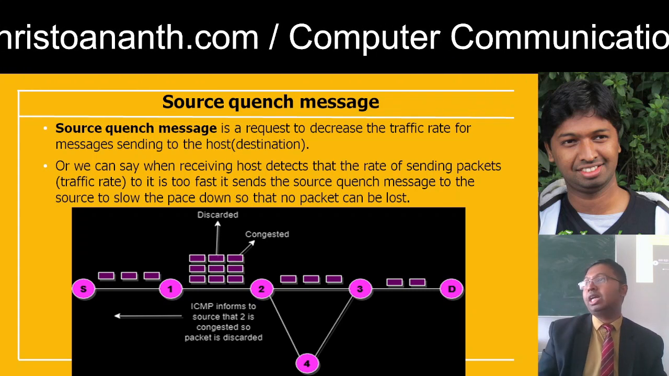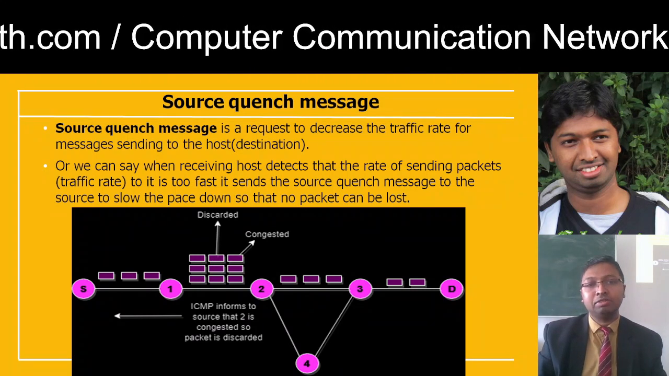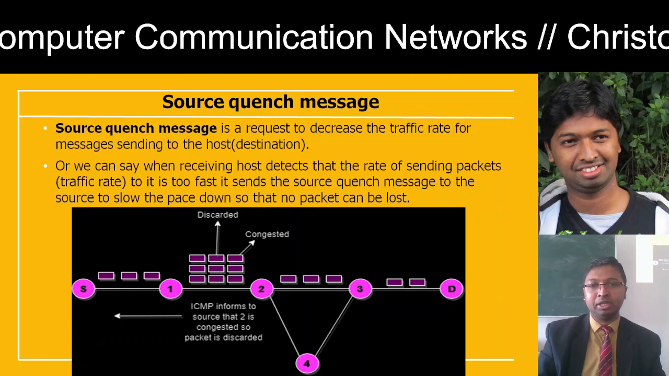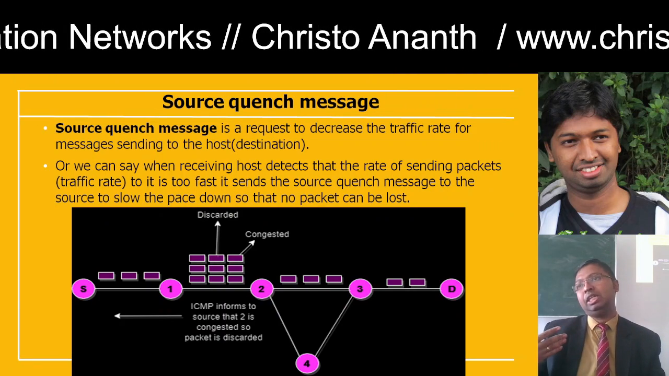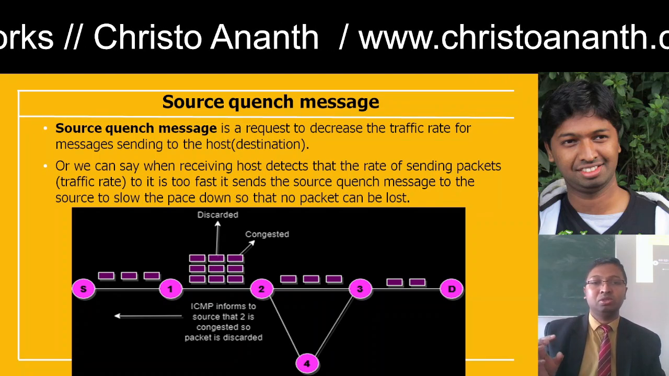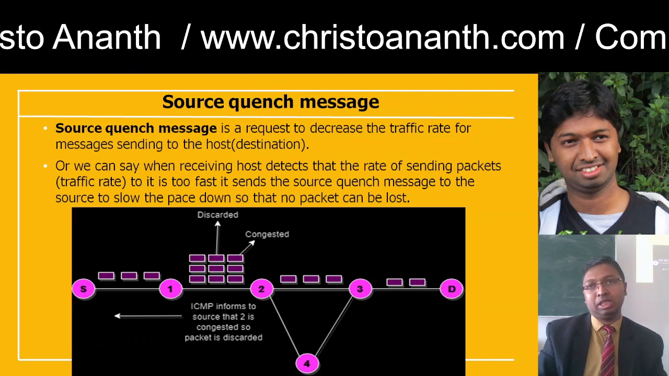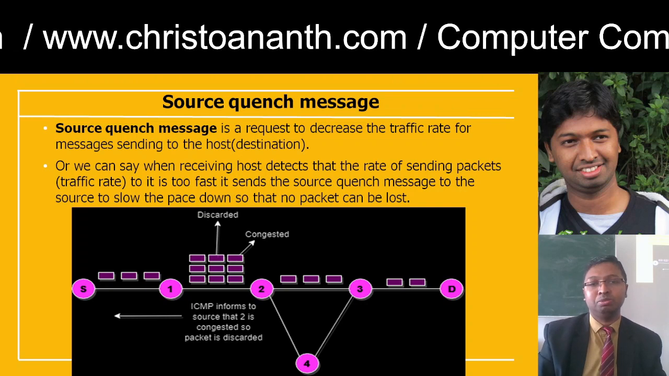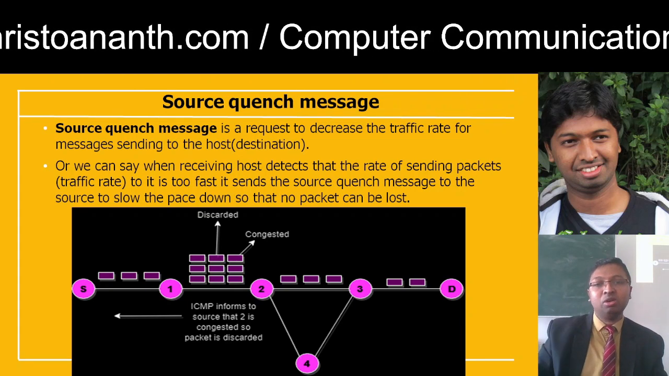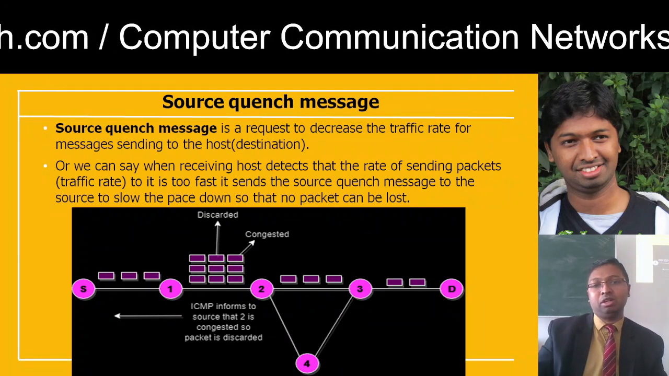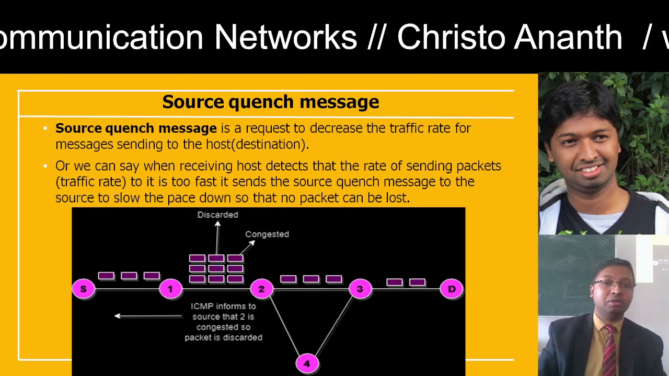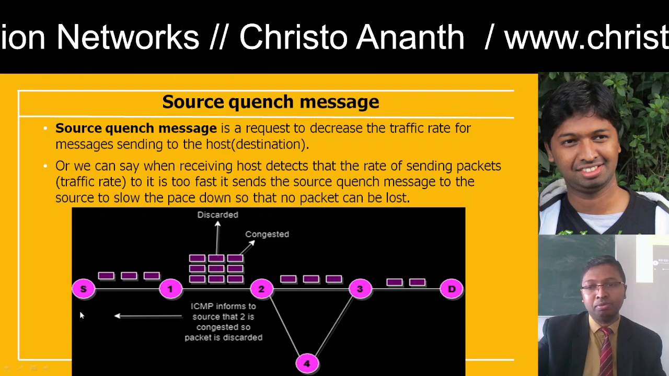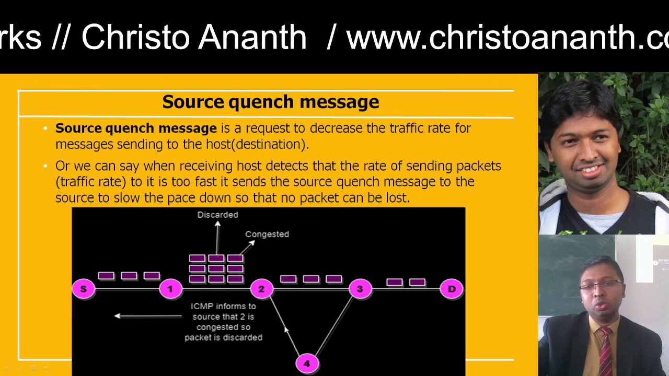When receiving, the host detects that the rate of sending packets, or the traffic rate, is too fast, so it will send the source quench message. If the traffic rate is very high, it will send a source quench message to the source to slow down the pace, so that no packet can be lost. So from source to destination, 1, 2 and 4, 3.